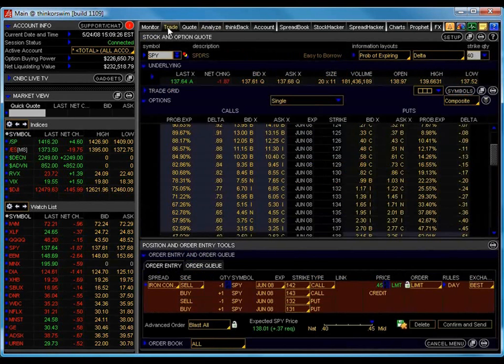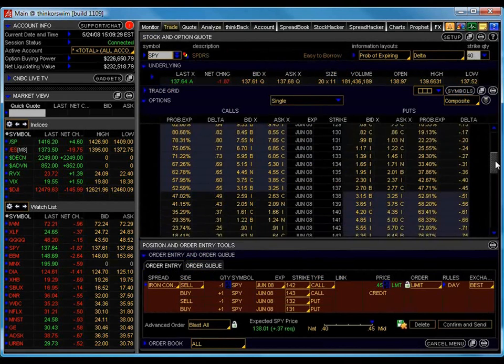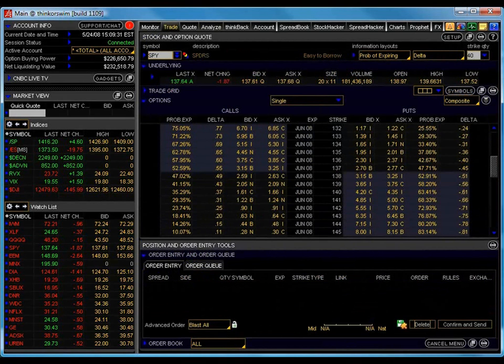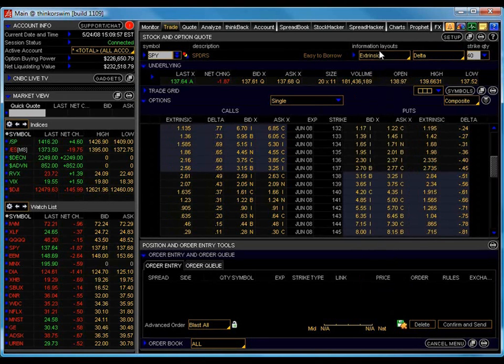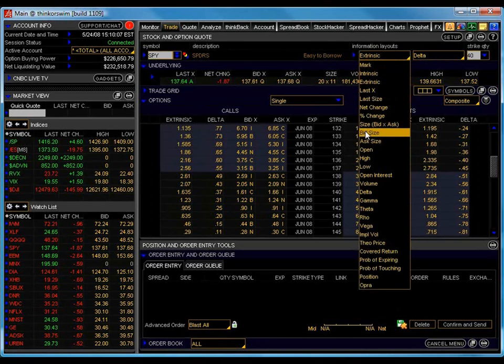Let's go back to our trade tab, and we're going to delete this out. And if we go back into our trade tab here, let's take a look at this for a second. Let's go back to extrinsic value. Whenever you change these, it will bring up different bits of data for you to analyze here. There are lots of different things that you can analyze here.